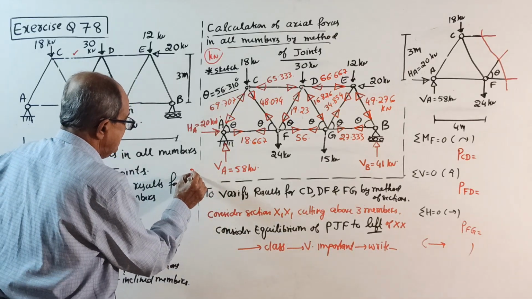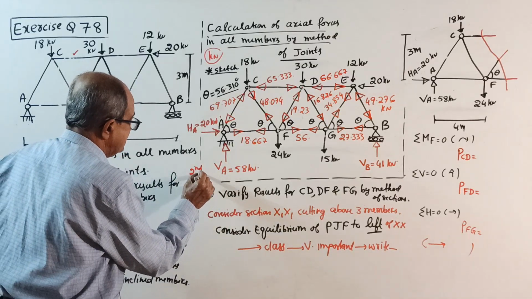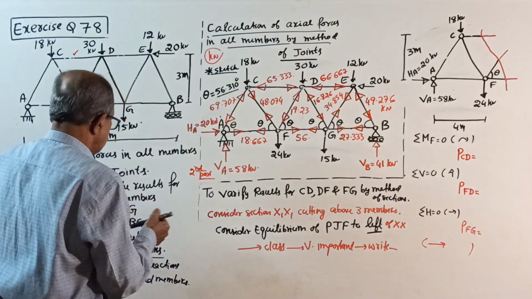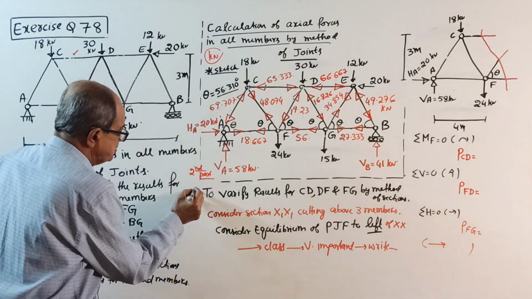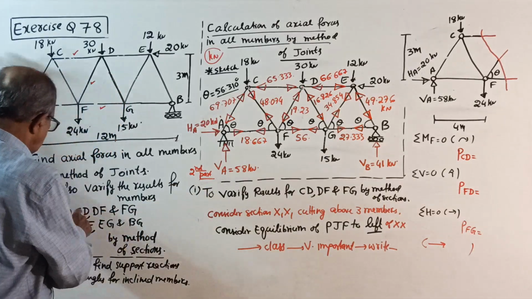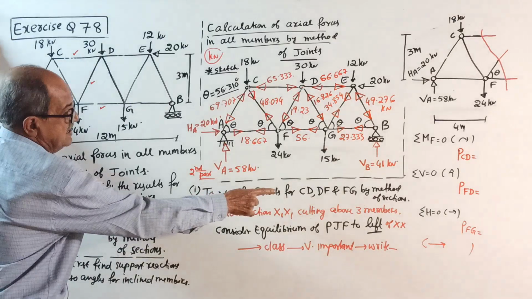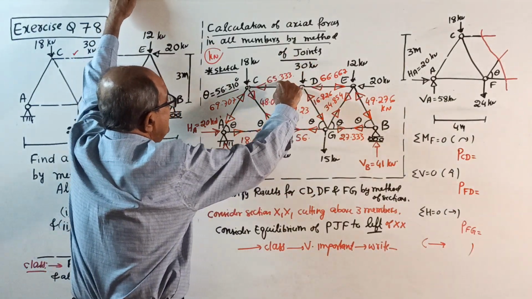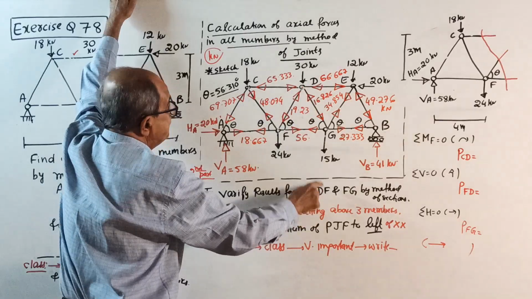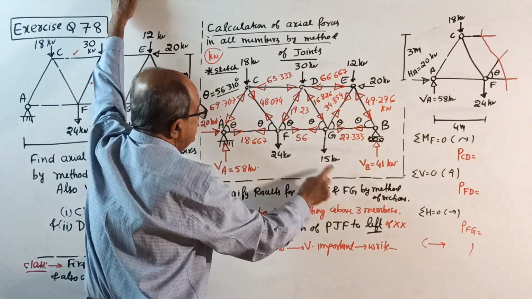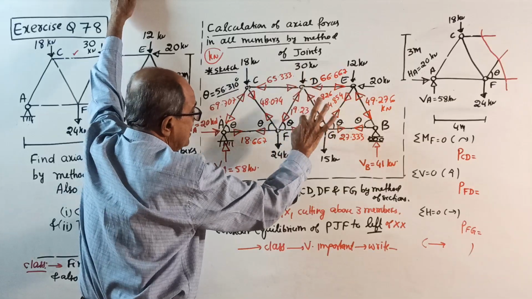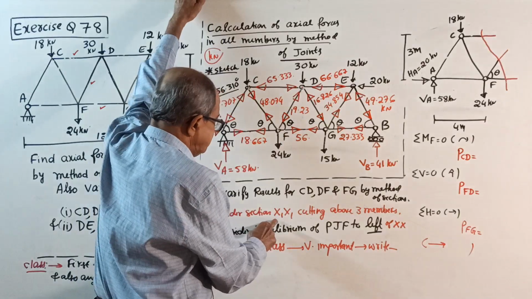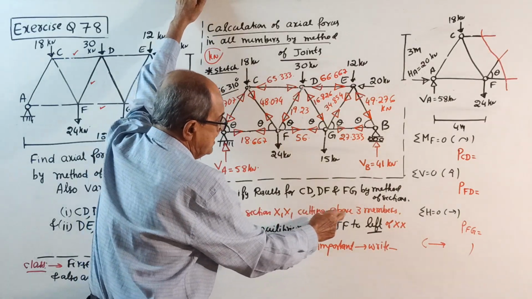Second part of the question. Two questions are there. In the second part, first question: CD, DF and FG. By method of sections, what result we got for CD, this answer, then DF, this member, and FG, what result you got here, you have to verify it by method of sections. Okay. Consider section X1, cutting above three members.